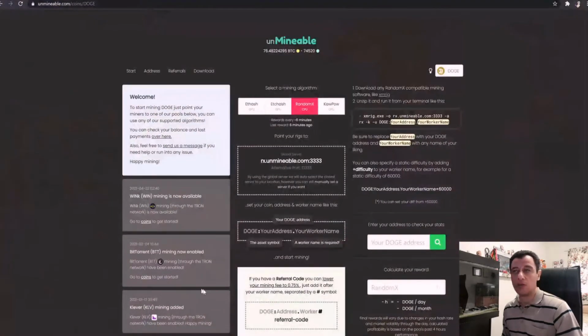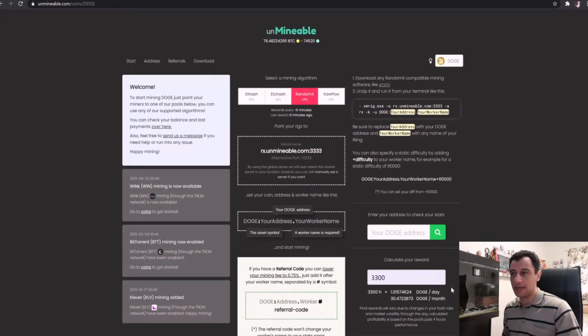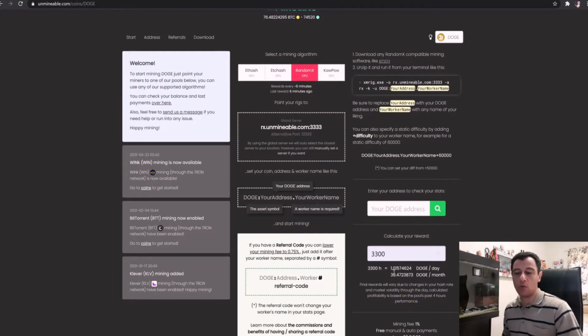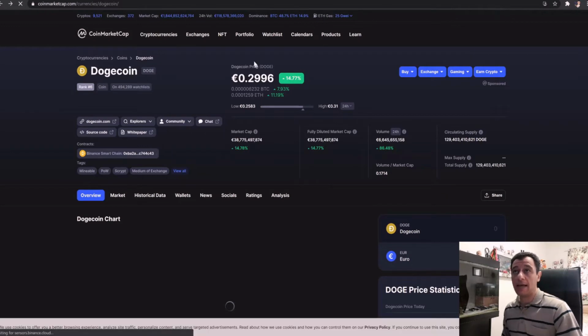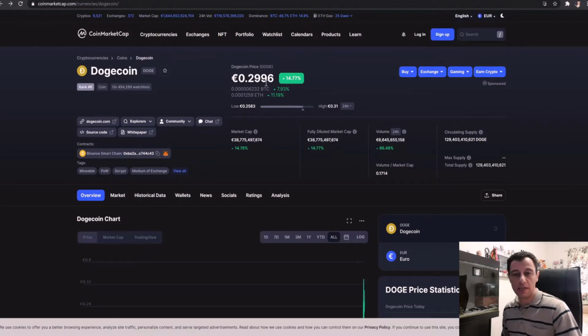So I'm just going to go to the website now and enter my numbers to calculate for Dogecoin. If I were to mine at 3,300, which I already had there, I would be making around 1 Dogecoin a day. Now, I've already opened this up. Dogecoin, let me just refresh, is currently at around 29, let's call it 30 euro cents at the moment, at the time of this video. So at 30 euro cents, I am currently running this.